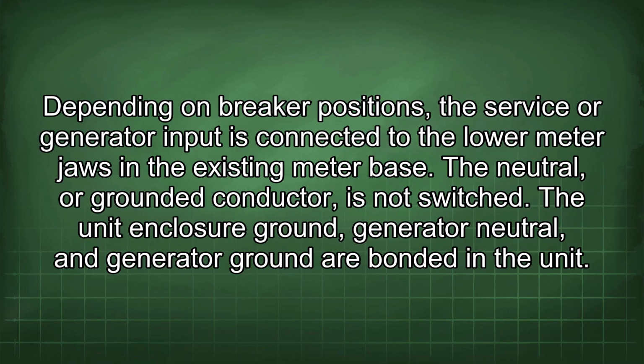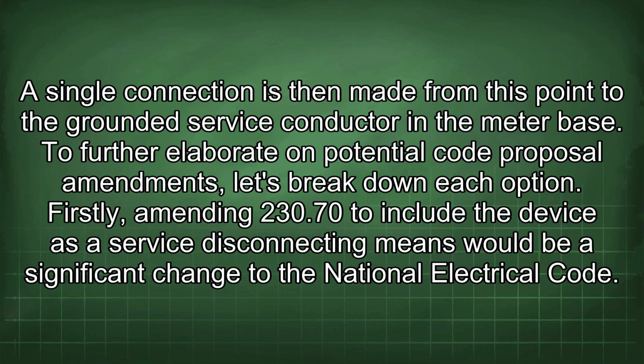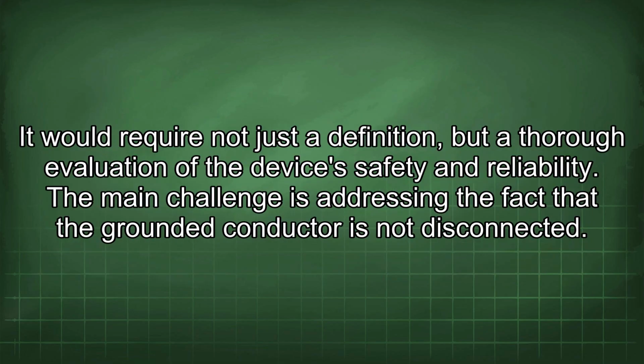The unit enclosure ground, generator neutral, and generator ground are bonded in the unit. A single connection is then made from this point to the grounded service conductor in the meter base. To further elaborate on potential code proposal amendments, let's break down each option. Firstly, amending 230.70 to include the device as a service disconnecting means would be a significant change to the National Electrical Code. It would require not just a definition, but a thorough evaluation of the device's safety and reliability. The main challenge is addressing the fact that the grounded conductor is not disconnected.